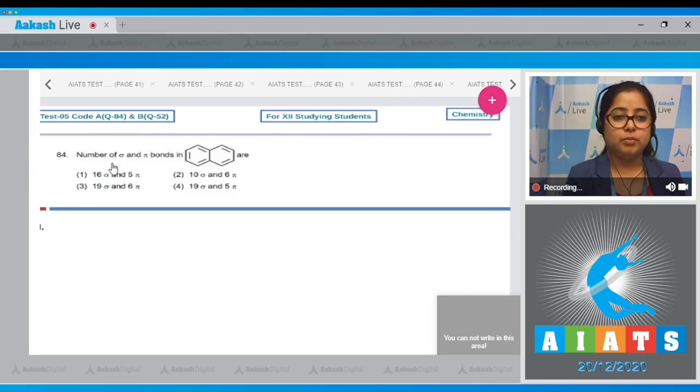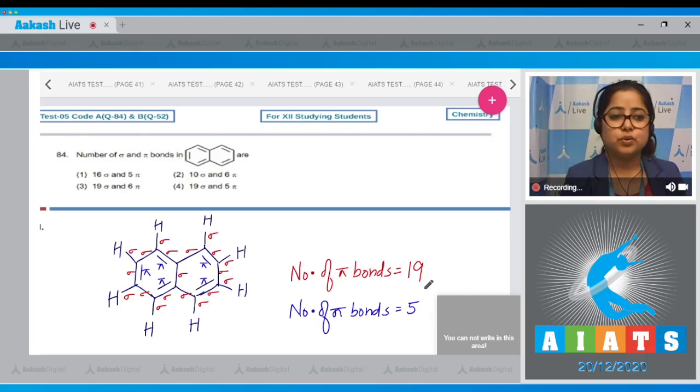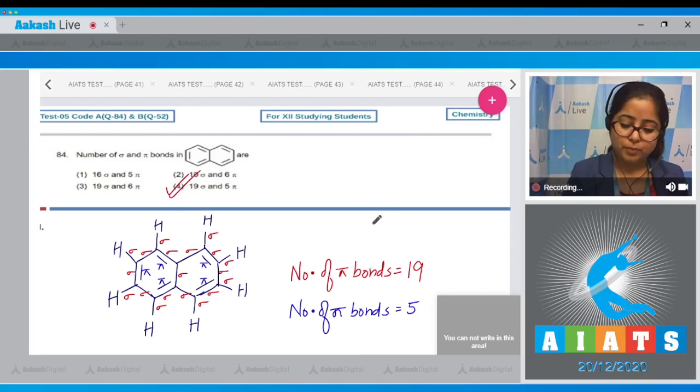Let's read it. Number of sigma and pi bonds in the given compound, which is naphthalene, are. Student, first of all, I'm drawing the structure clearly to identify the number of atoms attached and all the hydrogen atoms also. So we can easily calculate number of sigma bonds. So students, it is very clear that the number of sigma bonds in the given compound are 19 and the number of pi bonds are 5. I have already marked all the sigma bonds and all the pi bonds. It is very clear that from here also we can identify number of pi bonds, which is 5. That means the correct answer is option number 4.